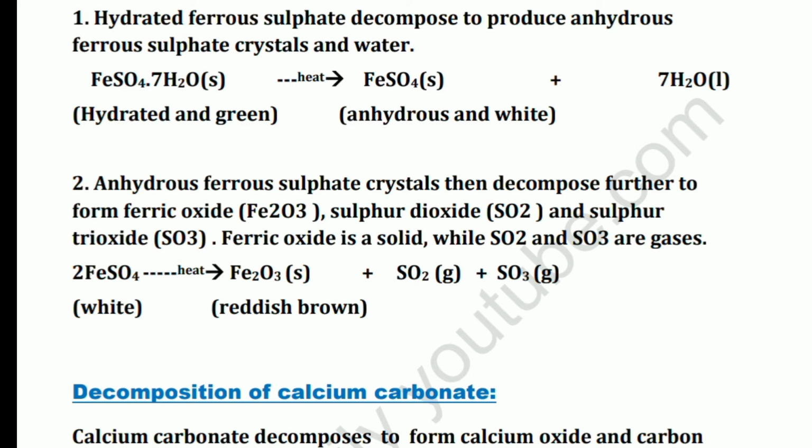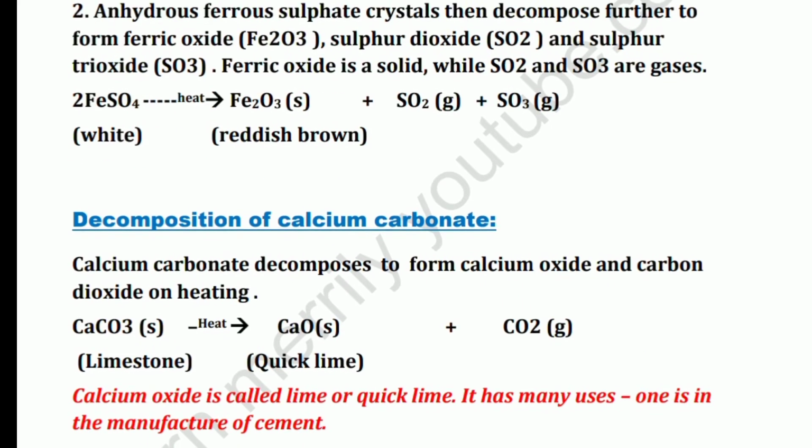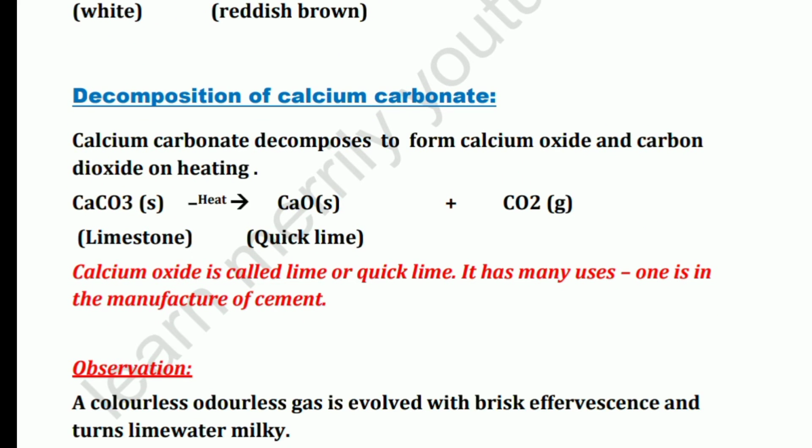Now another type of thermal decomposition is decomposition of calcium carbonate. Now when you heat calcium carbonate, what will you get? You will get calcium oxide and carbon dioxide. So you are heating it and you are getting calcium oxide.